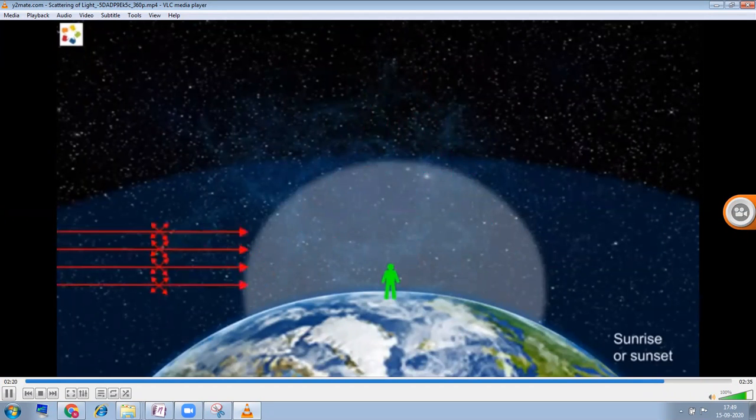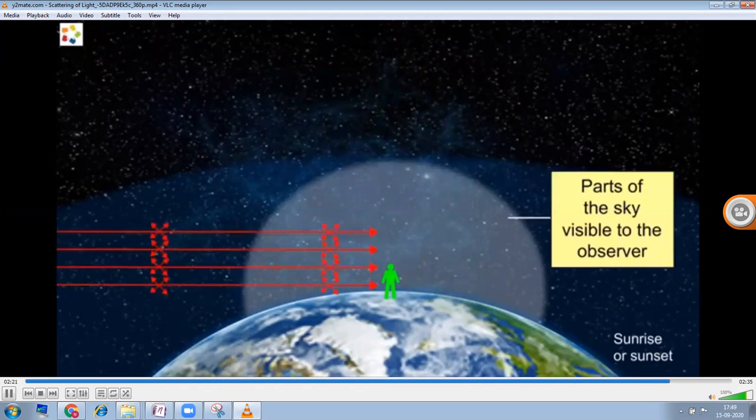During sunset, sunlight travels a longer distance in the atmosphere. This means that most of the blue light will be scattered, while some red light will reach the observer's eyes, making the sky appear red.